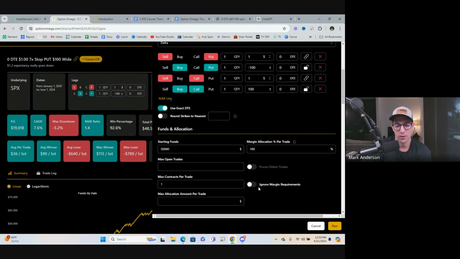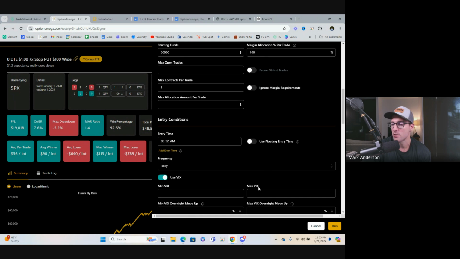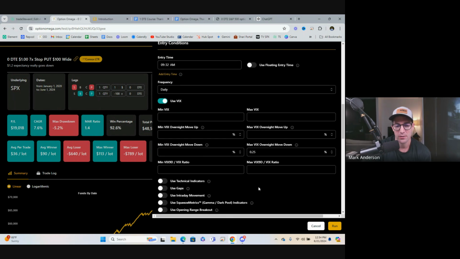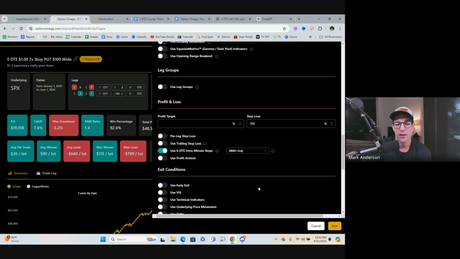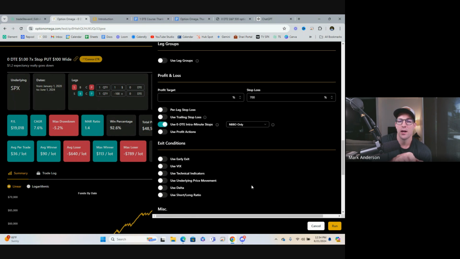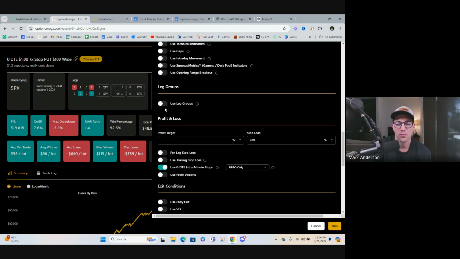Keep scrolling down. We're still going to do one lot, so it doesn't use any more buying power. It's still going to be at the same time. It's still going to be the same VIX index. Scroll down. And then here, click use leg groups. So even though we're entering this as a condor, under leg groups, scroll up. Use leg groups. Yeah, use leg groups.